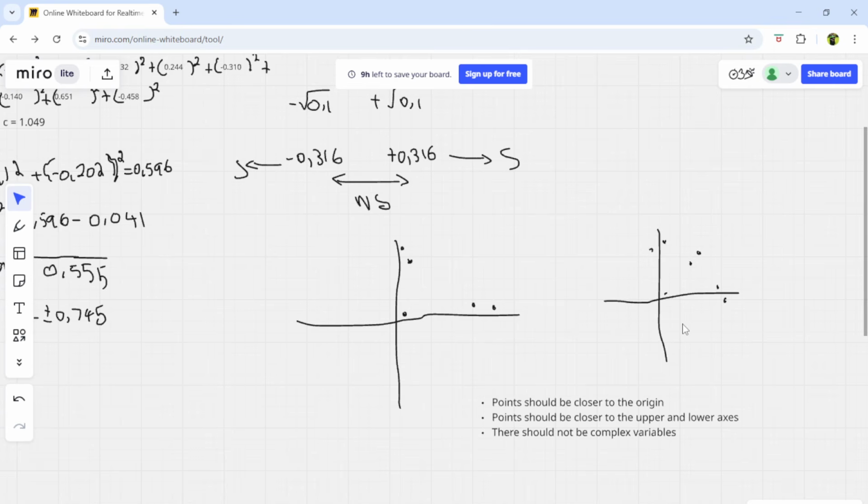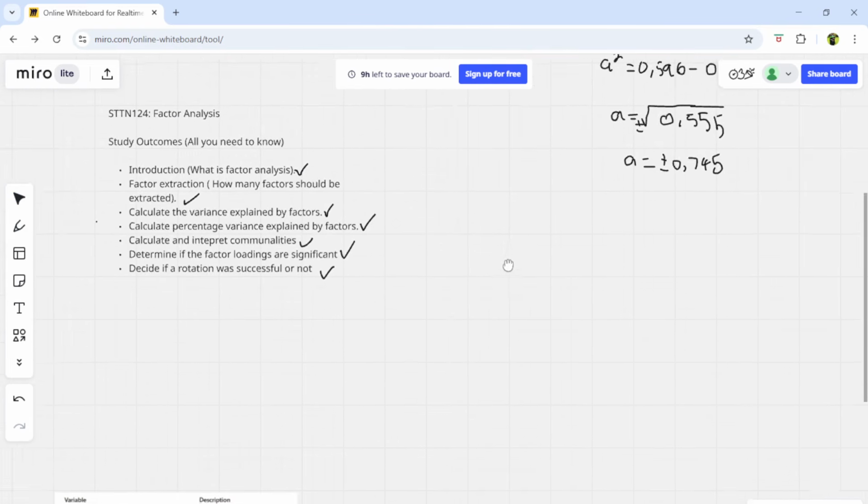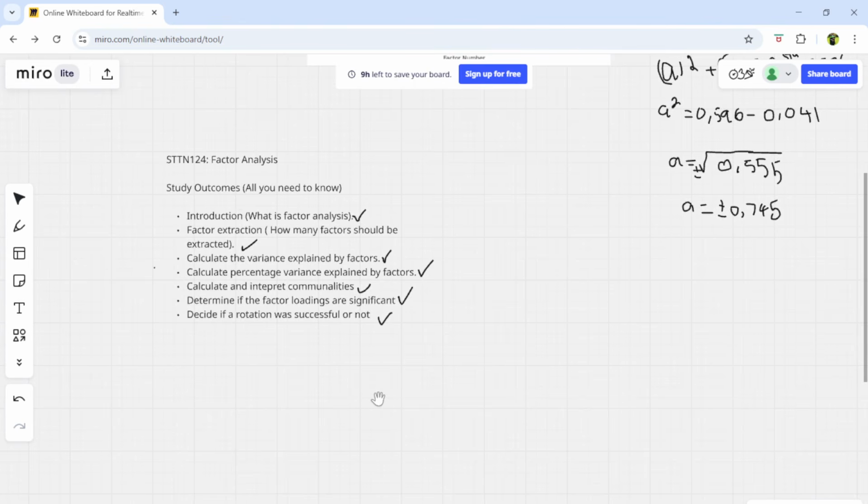That is all you need to know on study unit 2. If maybe there's something that you feel like I missed, you can just ask in the comment section. Otherwise, I feel like that is all that we needed to know about factor analysis. And I'll see you guys in the next video when we do study unit 3, which is hypothesis testing.